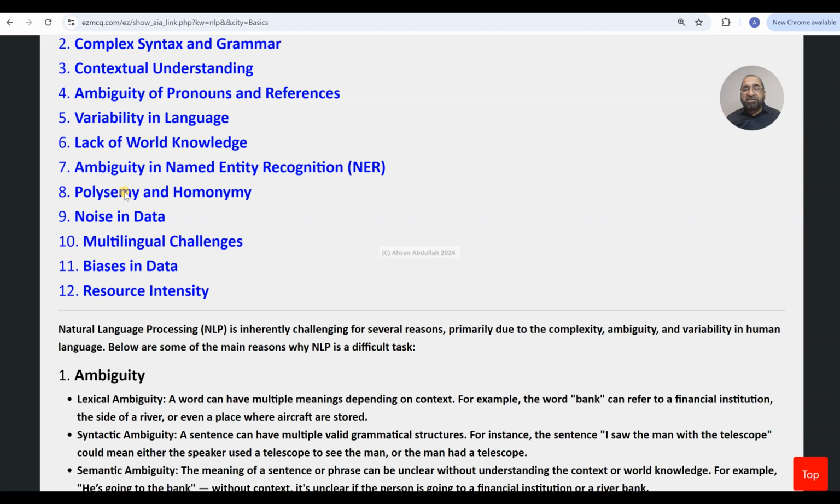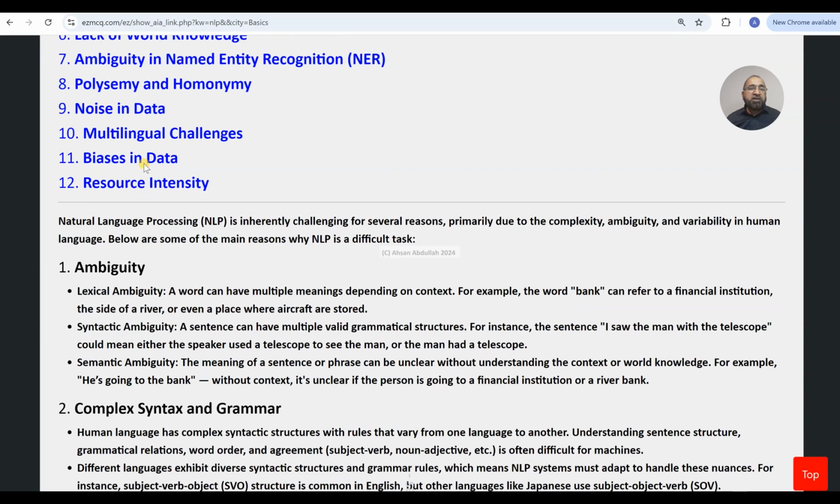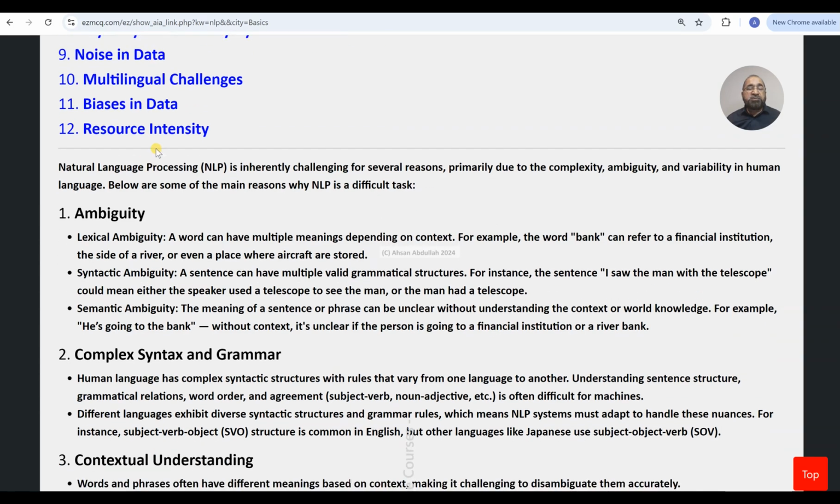The words sound the same, but the spellings are different. And noise in data: there could be spelling mistakes, there could be jargon, there could be other issues. And multilingual challenges, which I mentioned across different languages. And biasness in data: what data was used to train the systems, train the application. And the resource intensity is the tremendous amount of computational resources which are required.